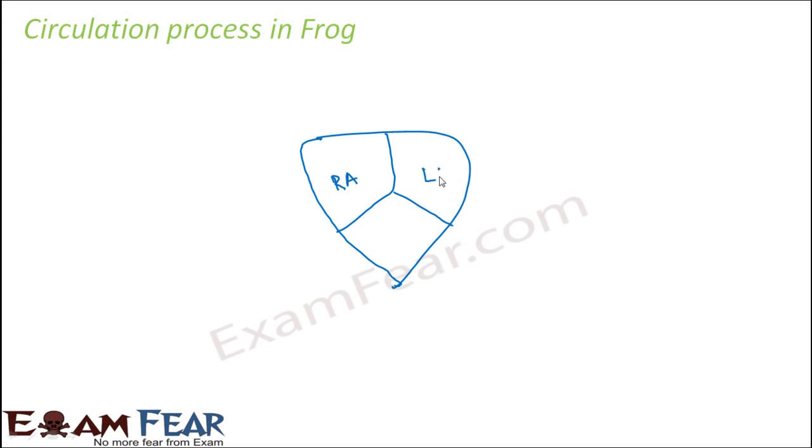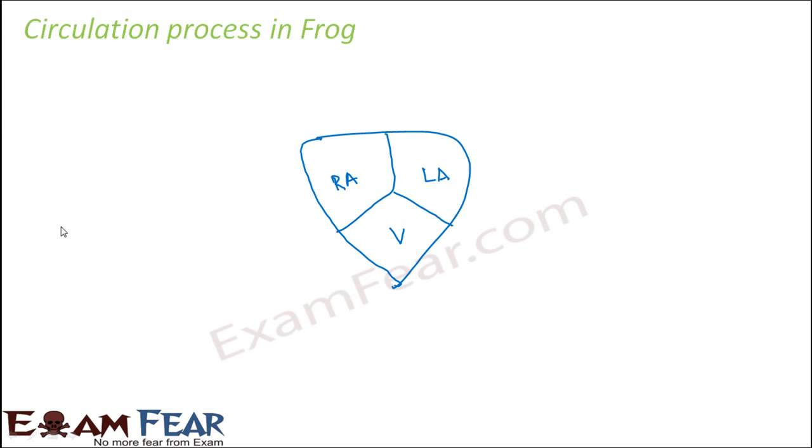So let us now try to understand the circulation process in a frog. What exactly happens in this process of circulation? Now, as I already mentioned, let us suppose this is the heart of the frog, which is divided into three chambers: right auricle, left auricle and ventricle. Fine.